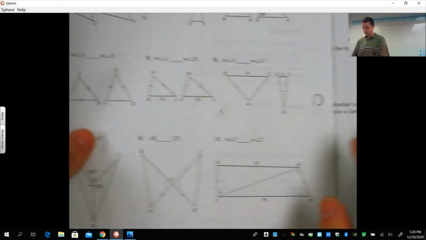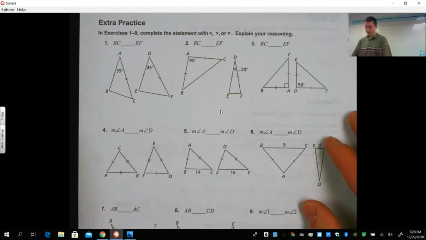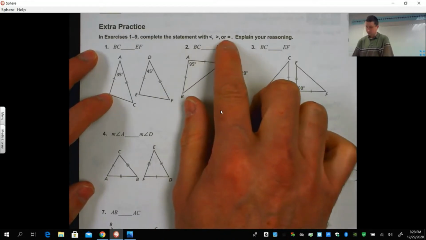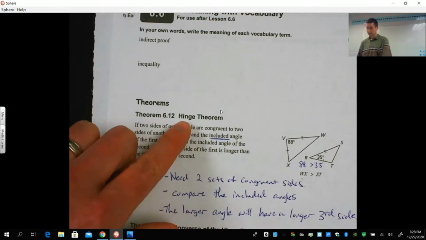Okay, so our fun examples here, easier ones. We'll get to some proofs a little bit. It says in exercises 1 through 9, complete the statement with less than, greater than, or equal to, and explain your reasoning. The explaining the reasoning will be the hinge theorem or the converse of the hinge theorem.